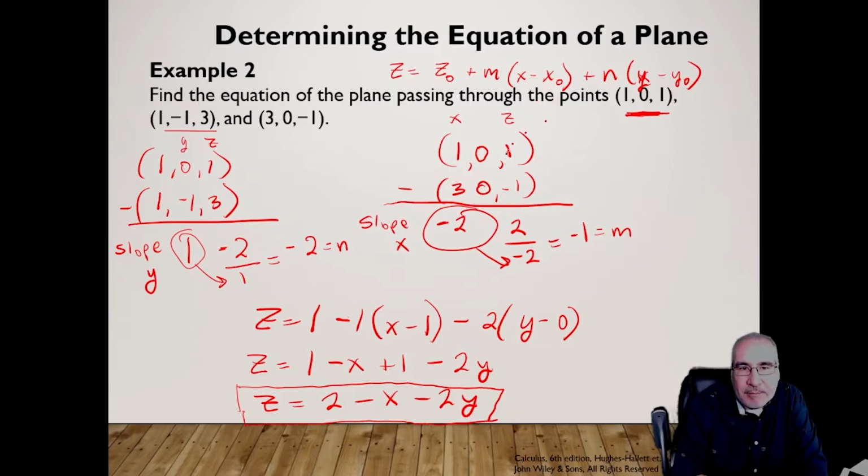So again, find the slope in the y direction, and the slope in the x direction. If we have 3 points and it's a plane, there'll be one pair of points where the x will not change, and one pair where the y will not change.